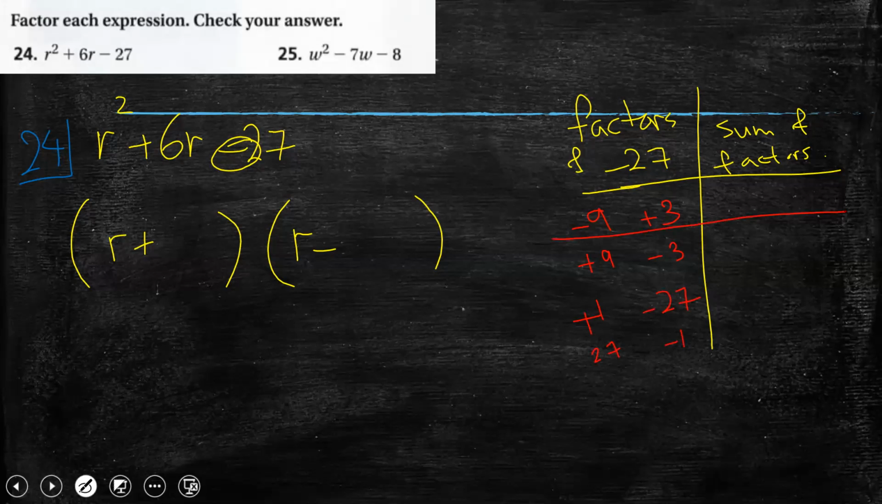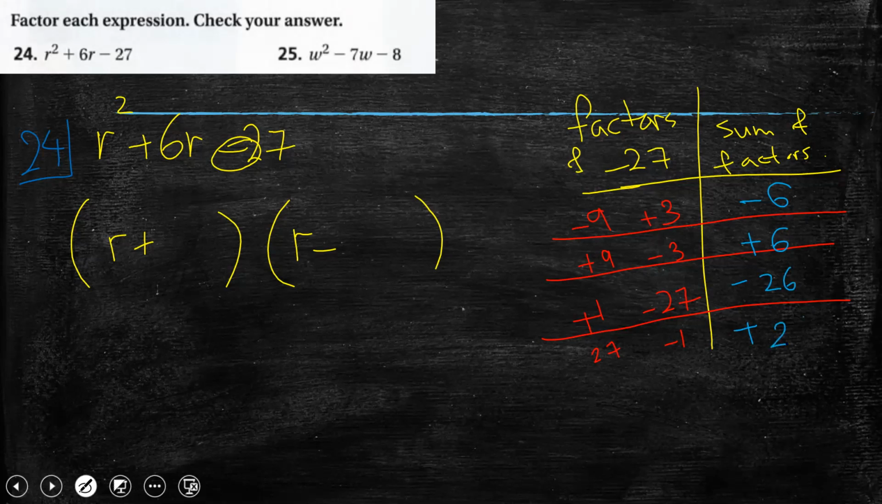Now let's find the summation of them. Negative 9 plus 3 equals negative 6. Positive 9 minus 3 equals positive 6. Negative 1 plus 27 is positive 26, and positive 1 minus 27 is negative 26.